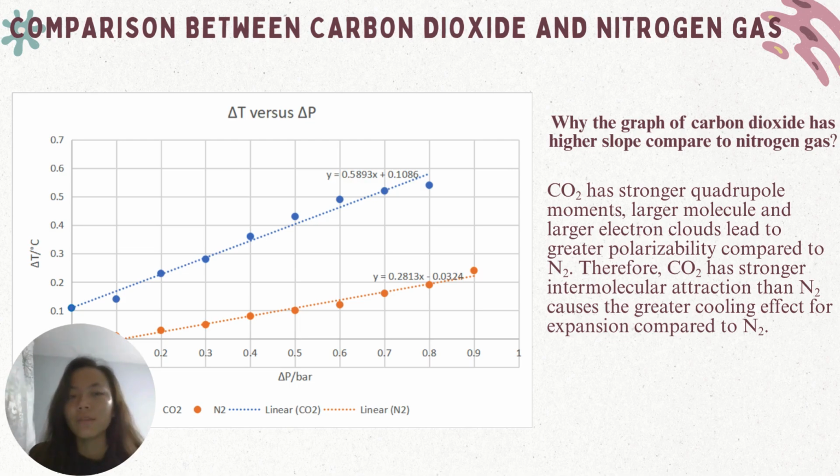So why does the graph of carbon dioxide have a higher slope compared to nitrogen gas? This is because carbon dioxide has a stronger quadrupole moment, larger molecule and larger electron clouds, which lead to greater polarizability compared to nitrogen gas. Therefore, CO2 has stronger intermolecular attraction than nitrogen gas, causing a greater cooling effect for the expansion compared to nitrogen gas.